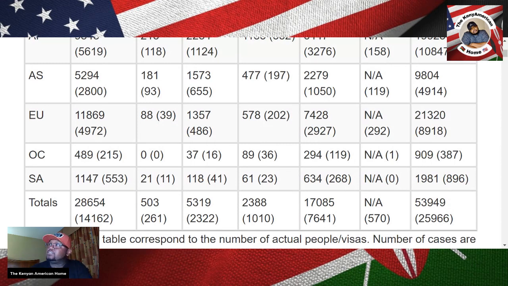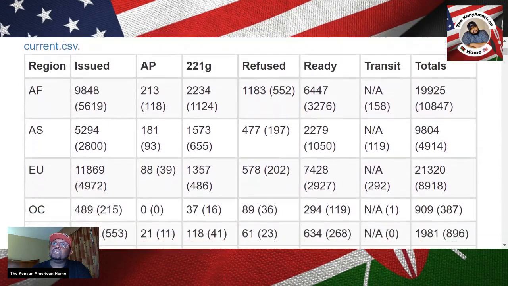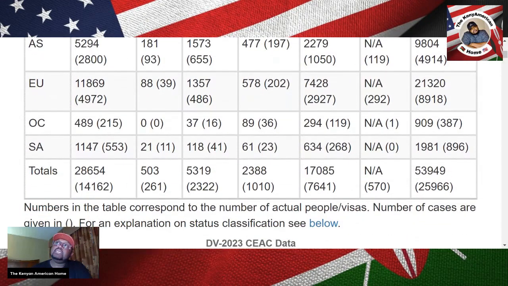The limit is 55,000, but the number that you're looking at is 28,000. So there's been 28,654 visas issued, and there's about 55,000 to go. That's about half the number, 28 times 2 is 56. So yes, about half the number have been processed.